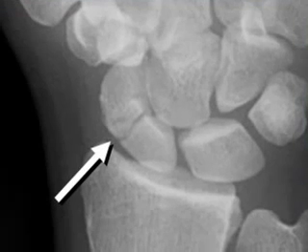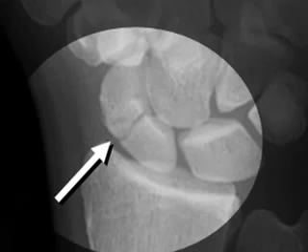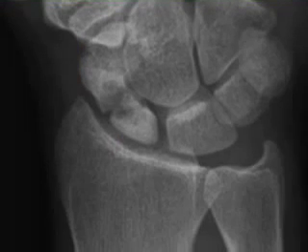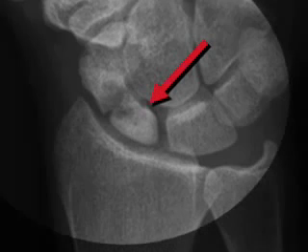Here is another example of a fracture of the scaphoid through the waist of the scaphoid. Remember that the blood supply to the proximal pole of the scaphoid originates distally, so that if the blood supply is interrupted, avascular necrosis of the proximal pole can result. It's recognized by increased density, sclerosis of the proximal pole relative to the remainder of the carpal bones.